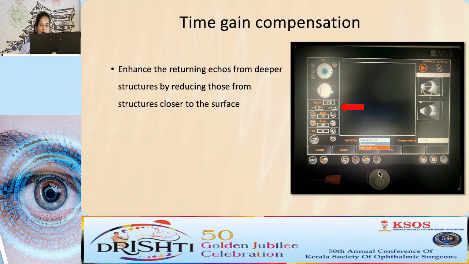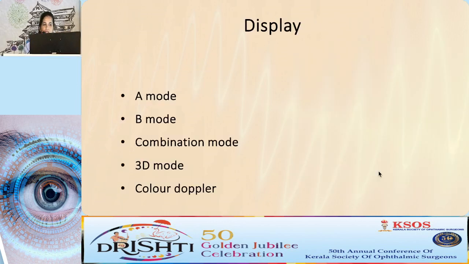Another phenomenon in B scan is time gain compensation. It indicates the process of enhancing the returning echoes from the deeper structures by reducing those from the structures closer to the surface. This can be used mainly when we are evaluating an orbital lesion. You can increase the time gain compensation and go more posteriorly, behind the retina, to see the lesion.